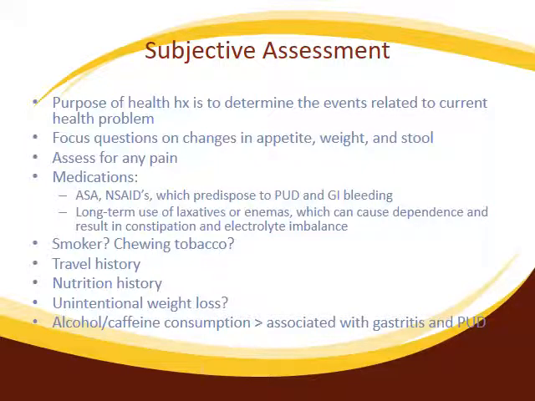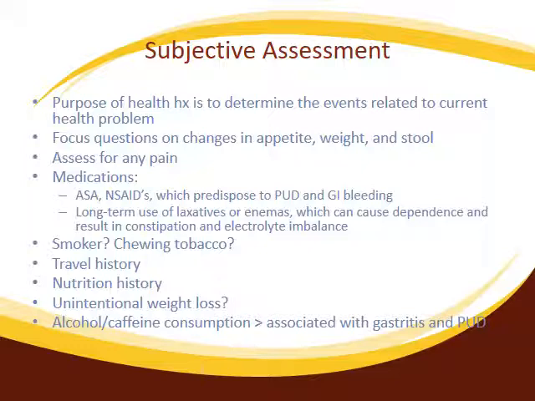All right, let's go into the assessment of these patients with potential GI problems. The purpose of the health history is to determine the events related to their current health problem. What brought you in today? What's the concern? What is it that's worrying you or bothering you? And let them describe it. Put it in their words. Put it in quotes in their words. That's the initial reason for the visit, it states this, then this, and this. Put it exactly as they state it.